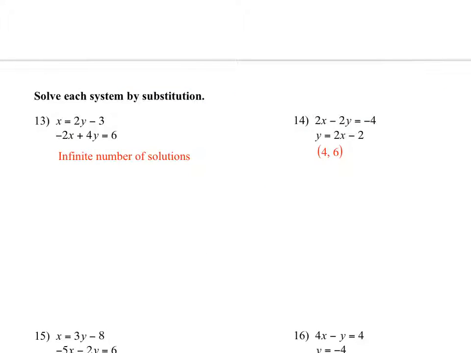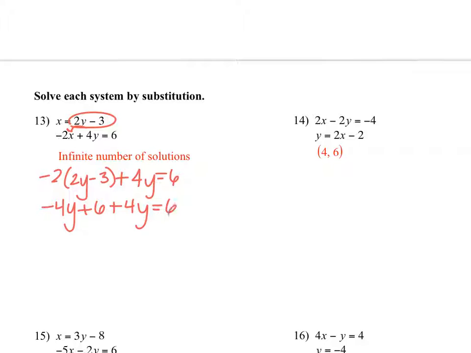All right, last page already. Remember, anything is good for substitution as long as one of the equations says x equals or y equals. So question 13 says x equals, so I'm going to plug this into the x spot. -2, always use parentheses when you're plugging in, plus 4y equals 6. We're going to distribute. That's going to give me -4y plus 6 plus 4y equals 6. And notice that this -4y and 4y cancel. So I'm left with 6 equals 6. And because all my variables are gone, that's true, which is going to tell me infinite solutions.